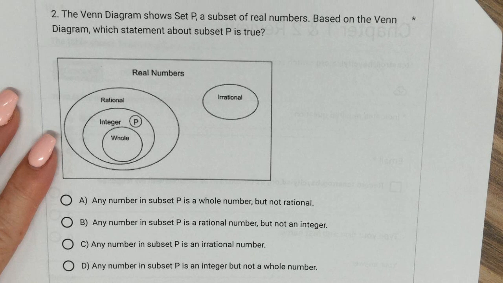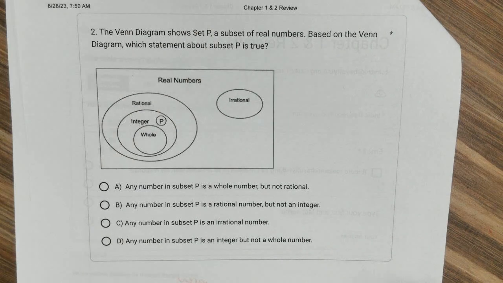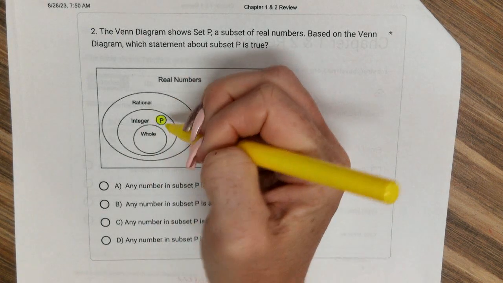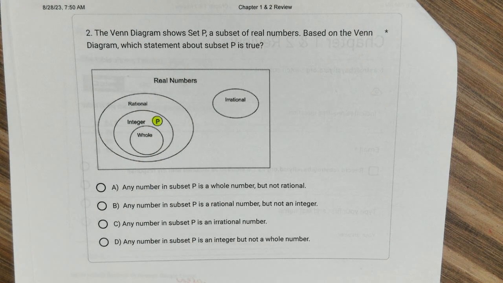Number 2. The Venn diagram shows set P a subset of real numbers. So everybody find P. Everybody found P? Where is P at? Under integer. I should have everybody paying attention. It says, based on the Venn diagram, which statement is true.